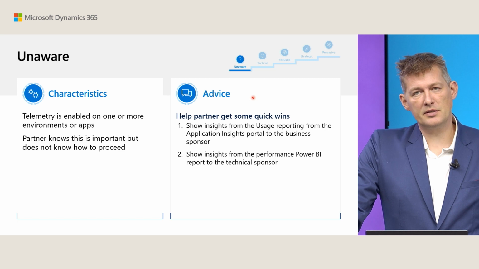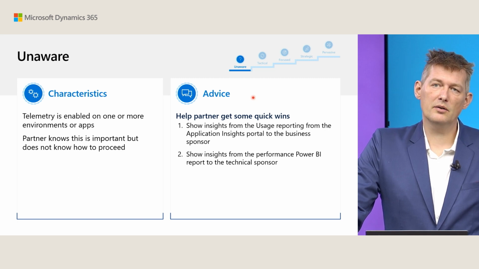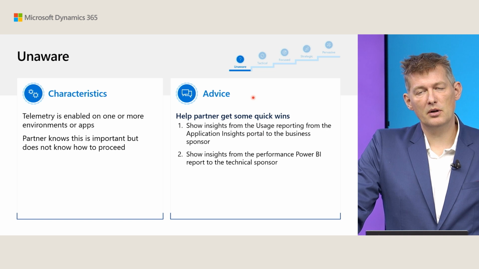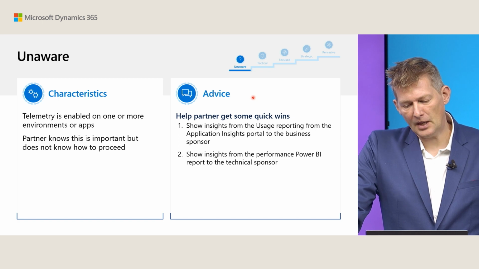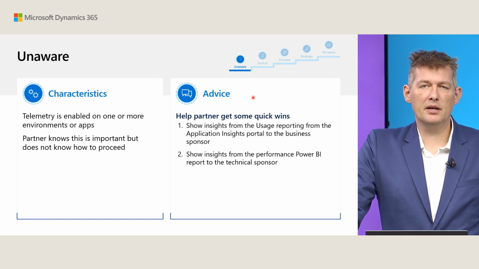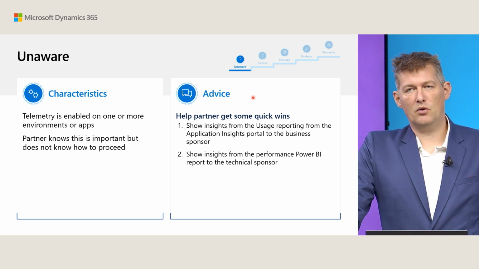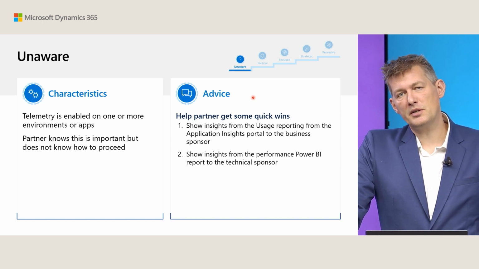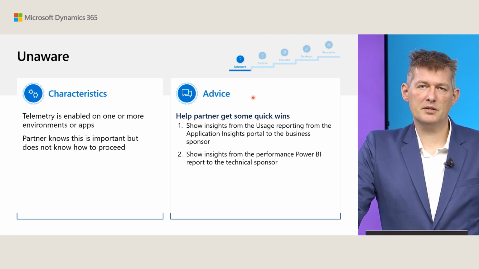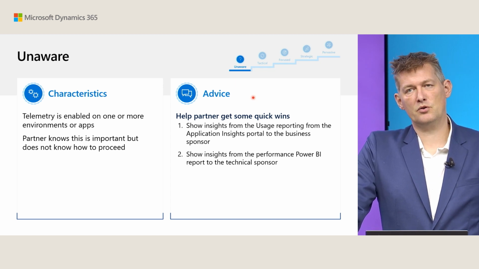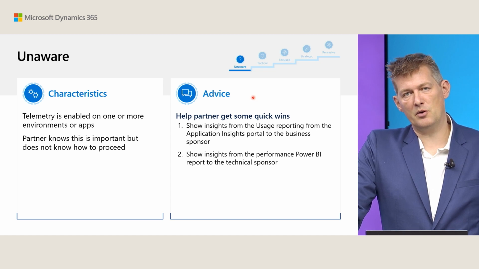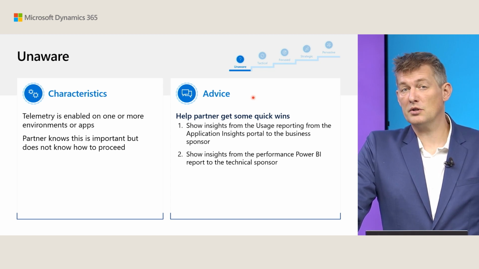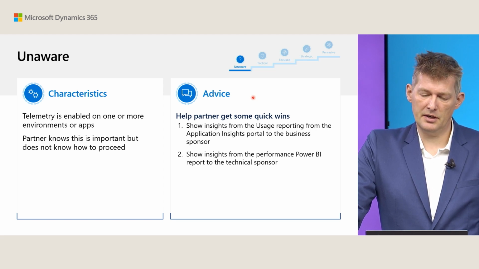So the advice here comes in 2 flavors. One for what we call the business sponsor and one which we call the technical sponsor. Let me explain that. The business sponsor is typically head of sales, or it could be project leads, people that don't necessarily write code, but implement projects or sell projects. And for these people, it's important that the use of telemetry data is something where you don't have to write code. You just need to consume this data and have some insights.